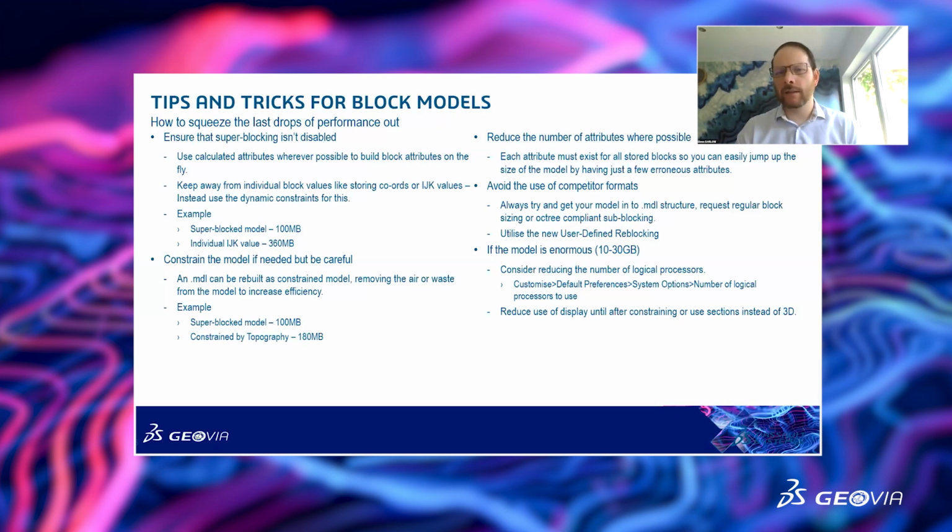So the technique to use in that area is to instead reduce the number of logical processors. Step it down to 2 or 3 instead, which will allow you to not run out of memory in that situation, but it will slow down the process. But sometimes you've got to do what you've got to do with enormous models. I also recommend that you reduce the use of display functions until after your constraining has taken place, or use sections instead of 3D to display. And if you're really stuck, switch to displaying as point clouds instead of blocks. But those are some of the methodologies that you can use to get faster and faster models.